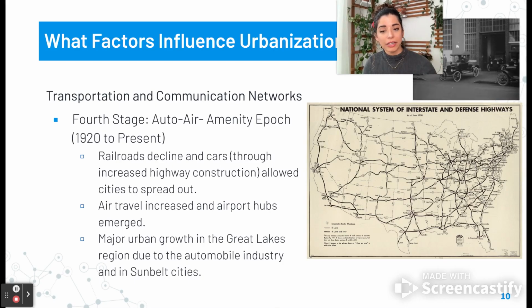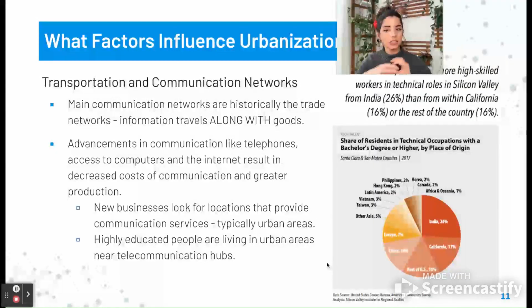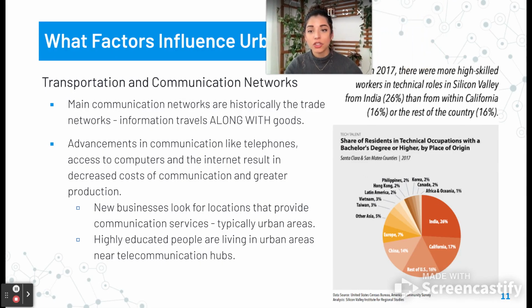Due to the automotive industry and Sunbelt cities. So just in general, main communication networks are historically the trade networks. Information used to pass along through trade networks, that's not necessarily the case anymore. We don't need to actually physically talk to people to have information get from one person to another.